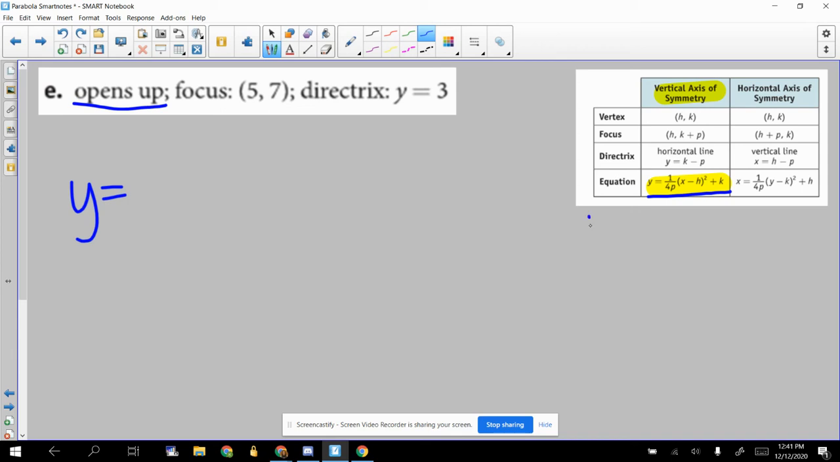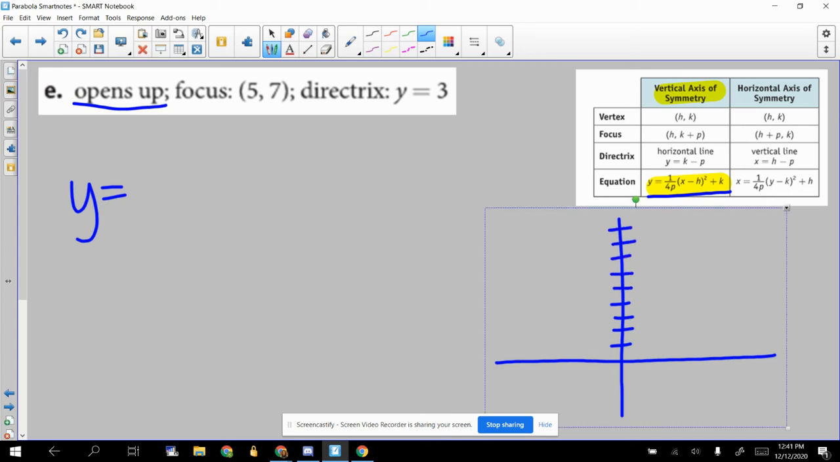Okay, so let's go ahead and draw this. So we have 1, 2, 3, 4, 5, 6, 7, 8, 9, and 1, 2, 3, 4, 5, 6, 7. Okay, so our focus is at 5, 7. So 5, 7, that's our focus. And our directrix is at y equals 3. So that's here.